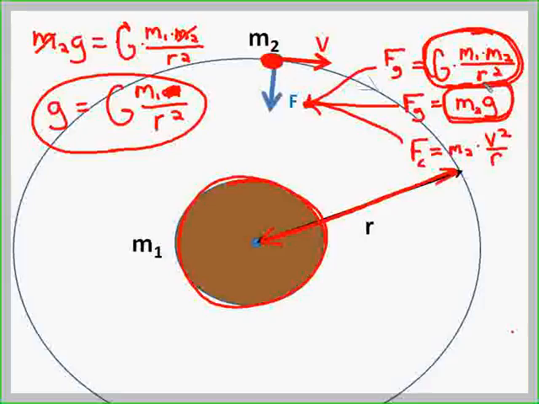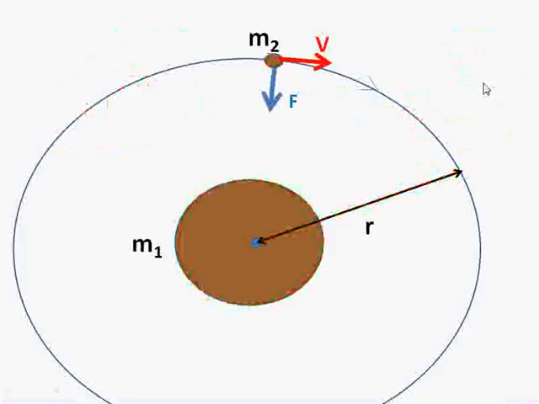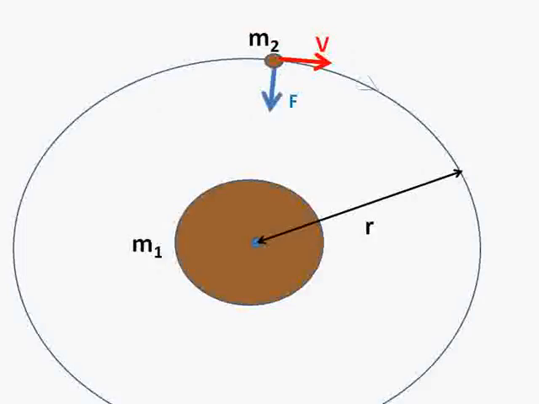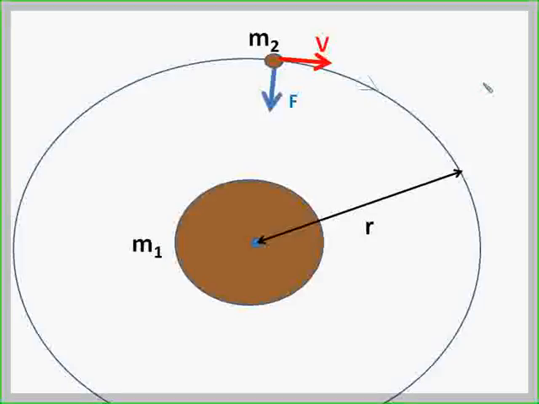Now, the original question was, how can the acceleration due to gravity be calculated for different planets? Basically, like on the surface. So what I'm going to ask you to do is look at this here, work with your table partner, and we just figured out that up here at this point right here, the acceleration due to gravity due to m1 equals big G times m1 over r squared.